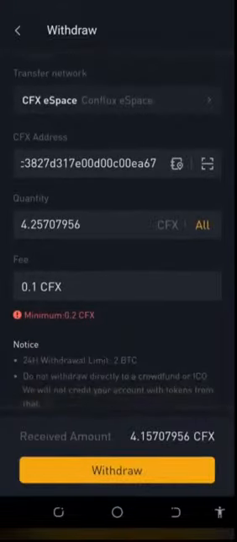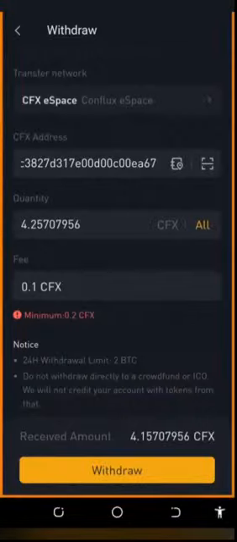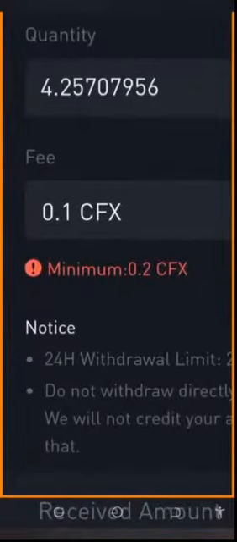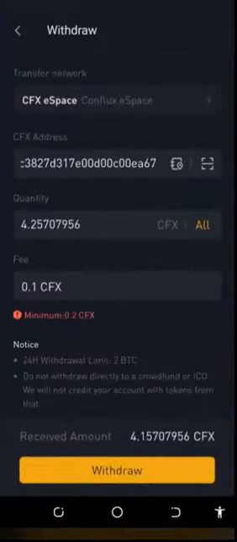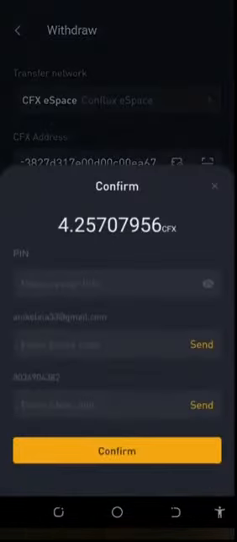What do we get? 4.15. Good. I knew we were going to lose some money, but that's fine. The fee is 0.1 CFX. Okay, great, no problem. As long as I get my money out. I mean, all we were just doing was risking $1, right? So let's go ahead. It says what? What did it say? Okay. So I'm just going to put in all my details and I'll see you on the other side.